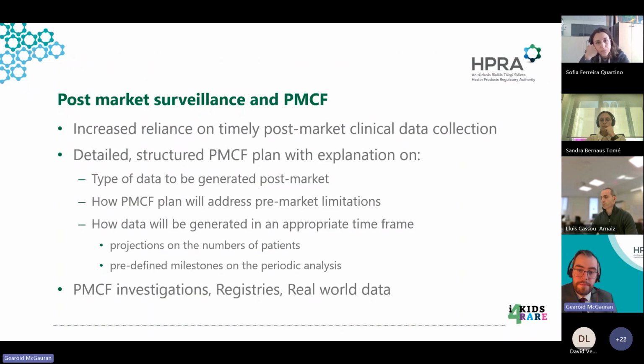As mentioned before, post-market surveillance and PMCF is extremely important for orphan devices, especially if there are limitations in pre-market clinical data. And so there is an increased reliance on timely post-market collection of clinical data for orphan devices. Therefore, the manufacturer needs to create a detailed, structured PMCF plan that explains the type of data that will be generated in the post-market setting, explains how the PMCF data will be generated within an appropriate time frame, and how it will address any of those pre-market limitations in clinical data that have been identified. It should include projections on the number of patients likely to use the device in the post-market setting, and there should be predefined milestones for the periodic analysis of post-market studies. Examples of PMCF activities that might be useful include PMCF investigations, PMCF studies, registries, registry-based studies, and real-world data collection.